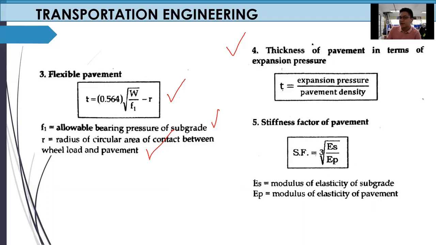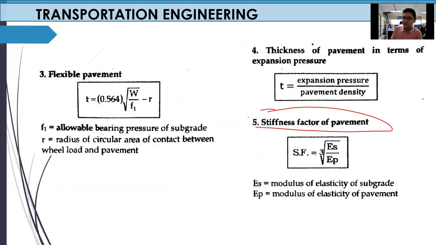Ayan. So that is P is equivalent to expansion pressure over pavement density. Kasi minsan, class, sa other problems, ang binibigay is expansion pressure and pavement density. Then sasabihin niya, what is the thickness needed? So gagawin mo lang, divide mo lang yung dalawa. Okay? The last one would be stiffness factor of pavement.